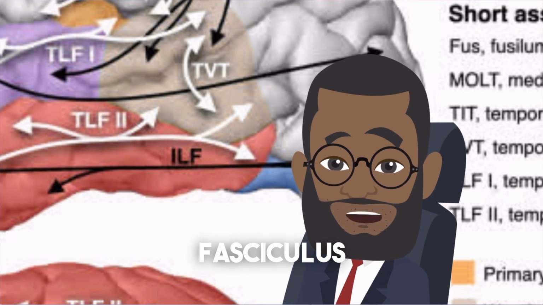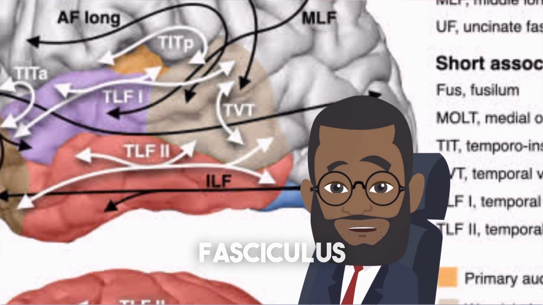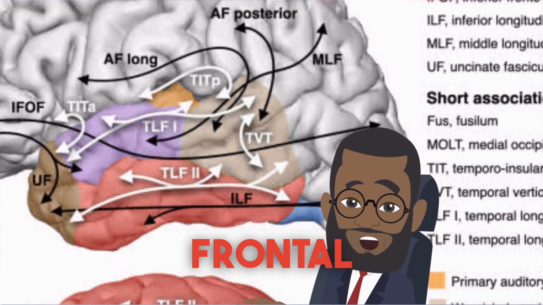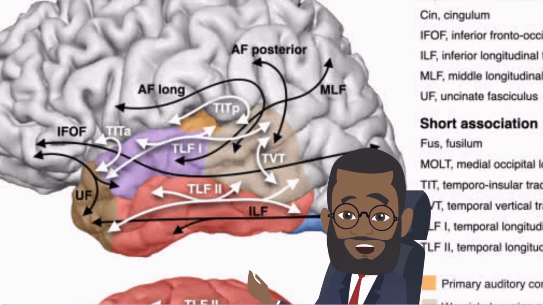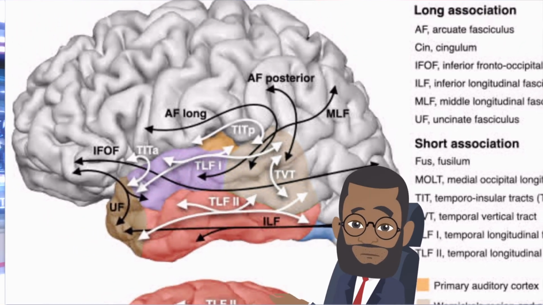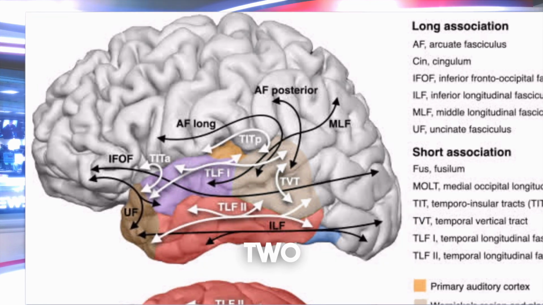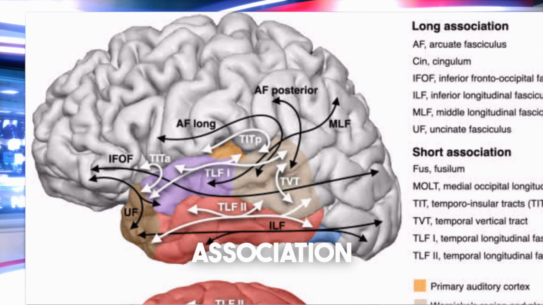The uncinate fasciculus, inferior longitudinal fasciculus, inferior fronto-occipital fasciculus, middle longitudinal fasciculus, arcuate fasciculus, and two primary commissural fibers were found to represent major association fiber pathways.